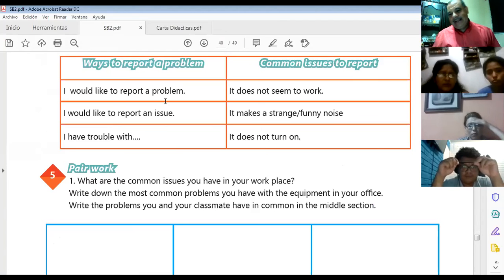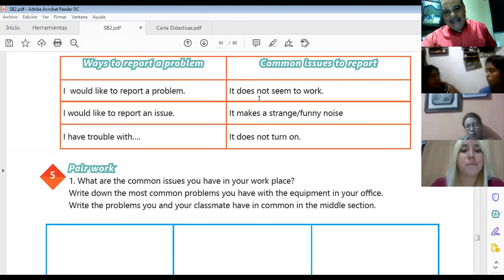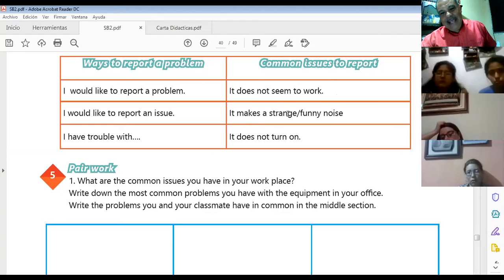I would like to report an issue. I have trouble with my program, with my computer. Okay, common issues to report. It does not seem to work. It makes a strange noise. It makes a funny noise. It does not turn on. Okay. Questions?